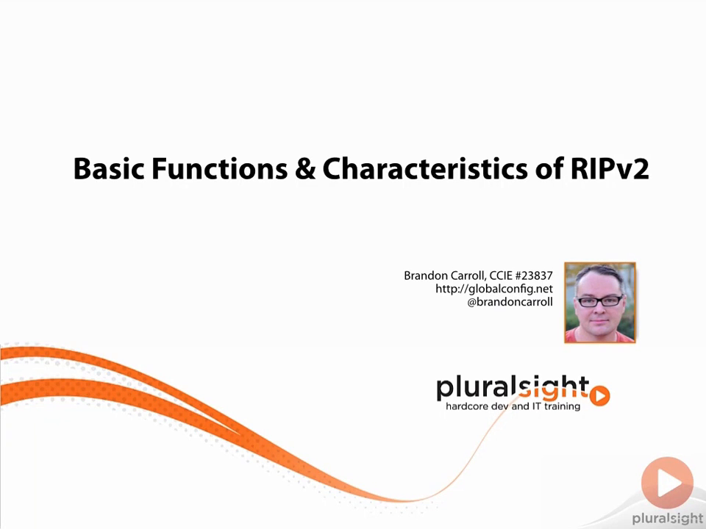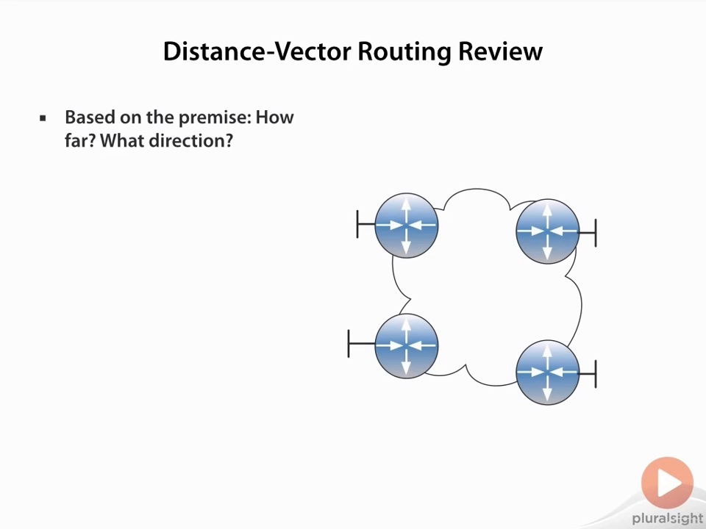And welcome to Basic Functions and Characteristics of RIP version 2. This is part of the CCIE Security Written Exam Certification. And we're going to talk a little bit about distance vector routing over the next couple of minutes here.